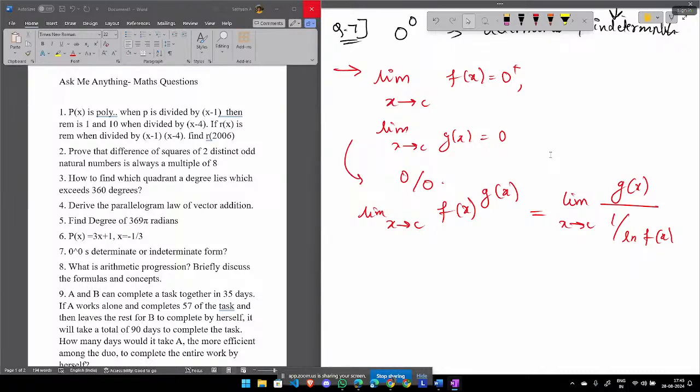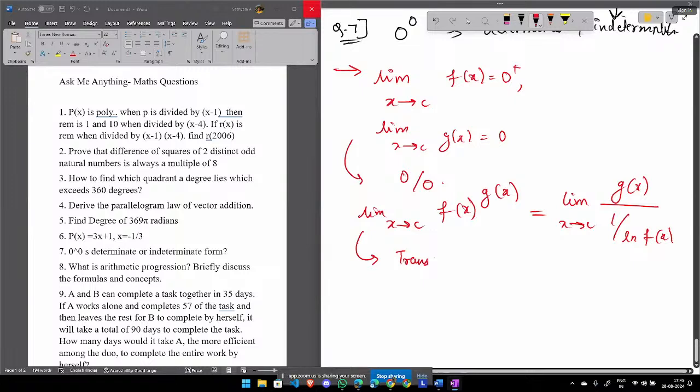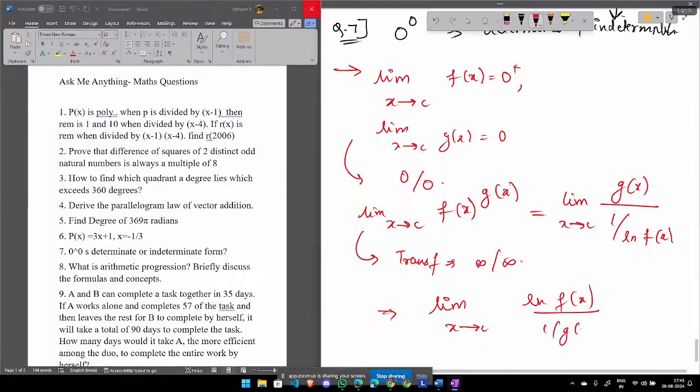Now what we did, we computed the entire equation into one way, f of x to the power g of x. So I wrote limit when x is tending to c, g of x upon 1 upon ln f of x. This is my 0/0 form. Now when I'm writing it as g of x upon 1 upon ln f of x, the transformation becomes infinity upon infinity, right? So what did it become? It becomes limit x tends to c, ln f of x upon 1 upon g of x.